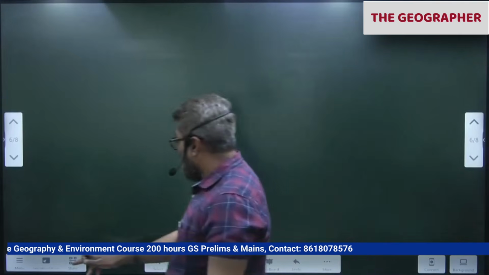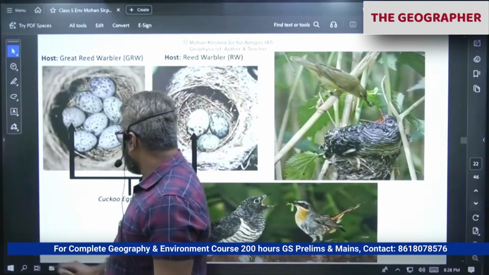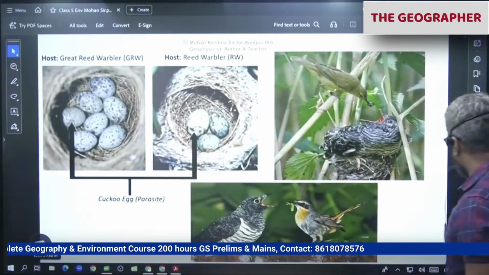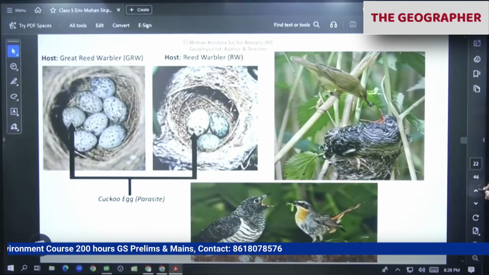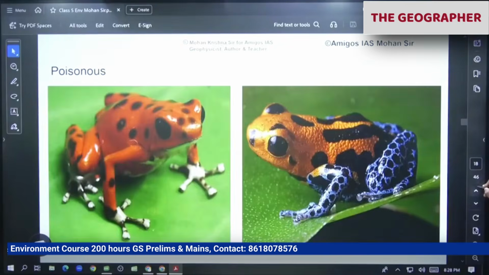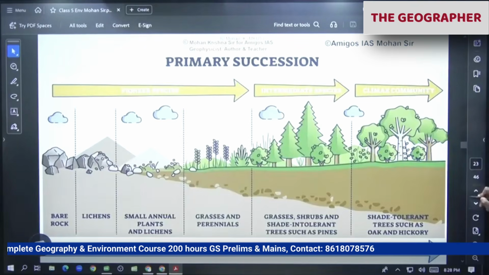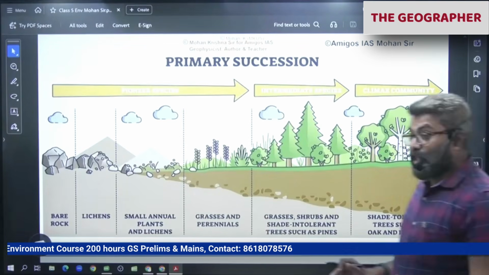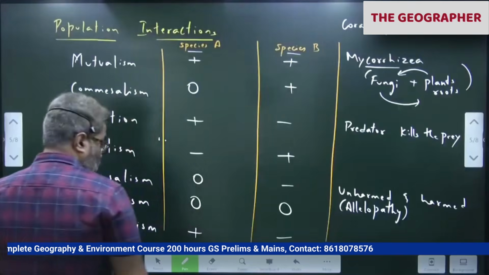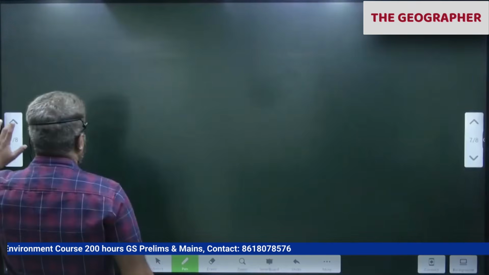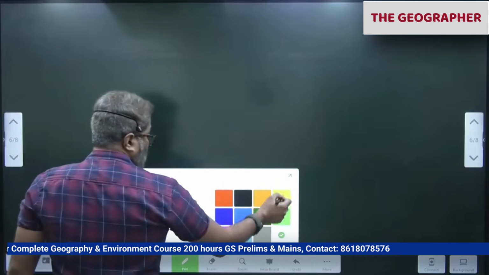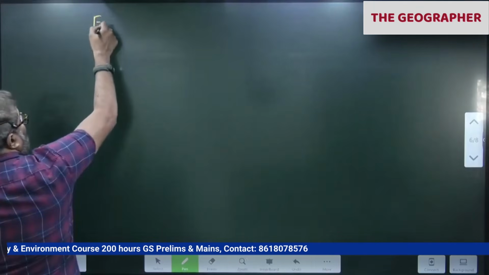So related pictures are here in the PDF. All the ones which are difficult to understand, I have mentioned those pictures here. Okay, you can see that later. Next, primary succession, ecological succession. Next topic is ecological succession.